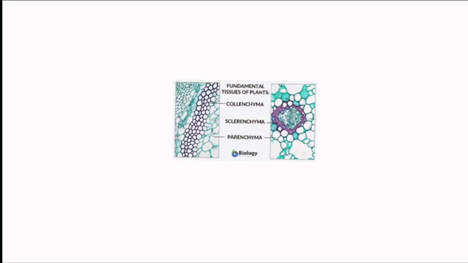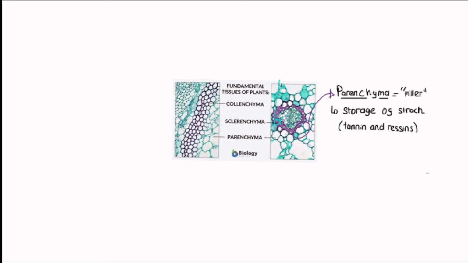Parenchyma. The parenchyma is a collection of cells which makes up the filler of plant tissues. They have thin but flexible walls made of cellulose. Within the phloem, the parenchyma's main function is the storage of starch, fats, and proteins, as well as tannins and resins in certain plants. Sclerenchyma.